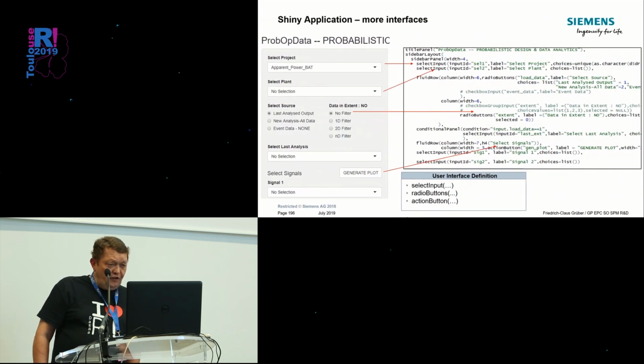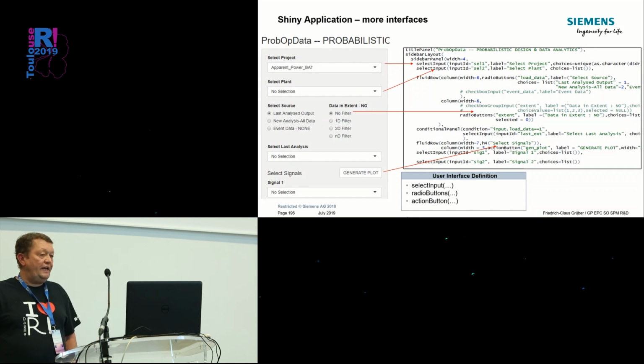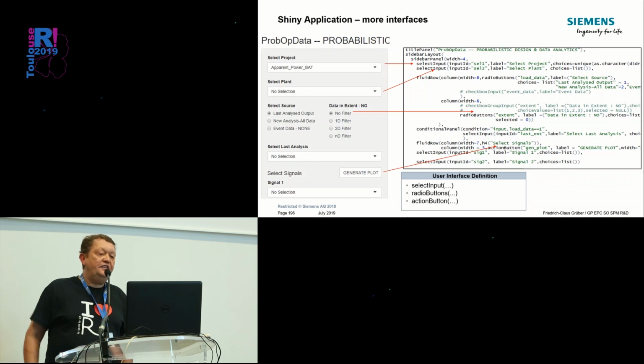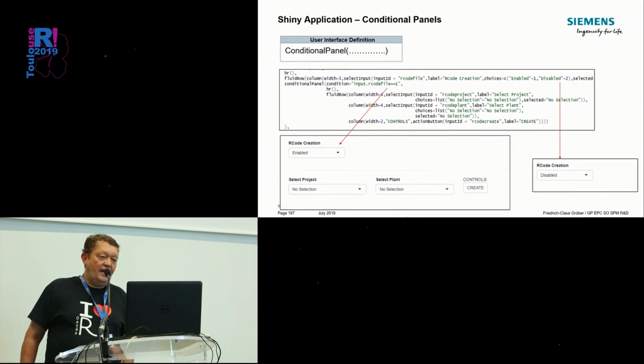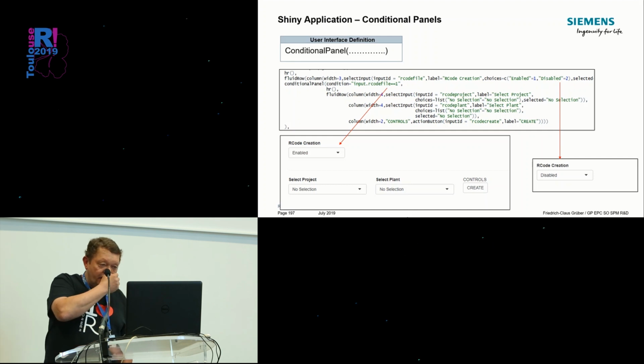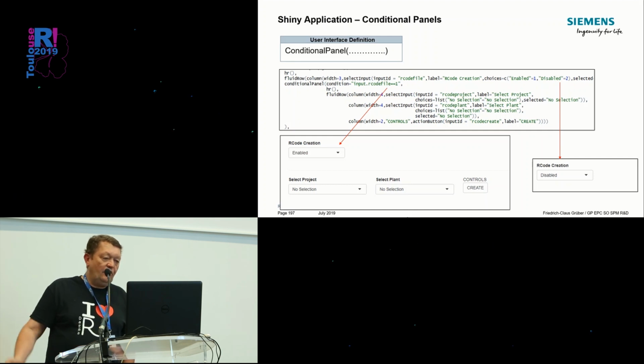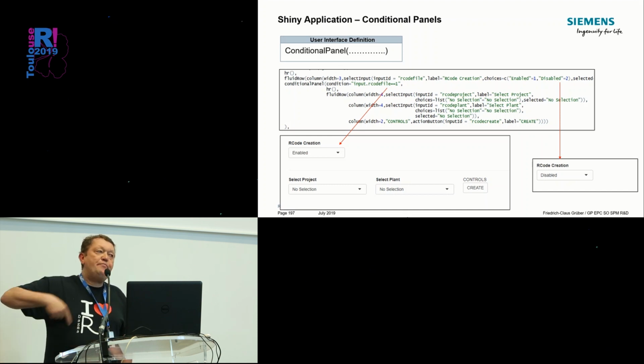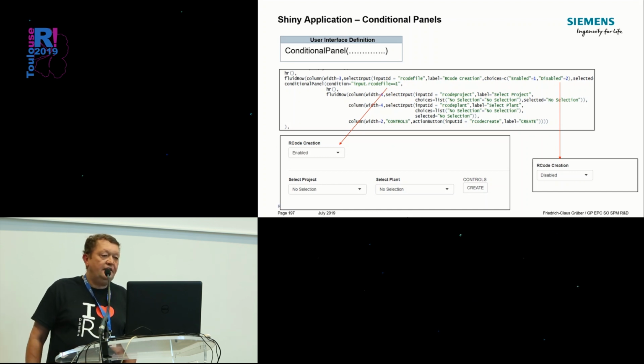So we have used other interfaces like select input, you saw it several times, and these radio buttons and action buttons, which we have often used in our application. By the way, it's of course all reactive. This is an advantage of Shiny. We have used conditional panels very often. Here you see a conditional panel which is reacting on the input enabled or disabled. We created a lot of R code dynamically in the background, and this is showing this feature here.